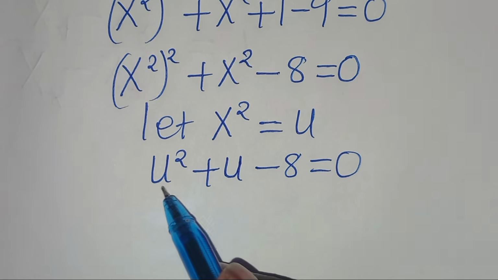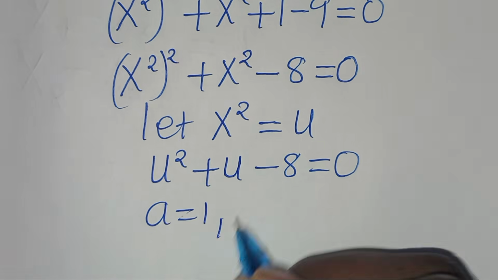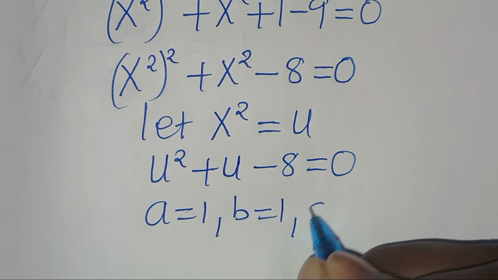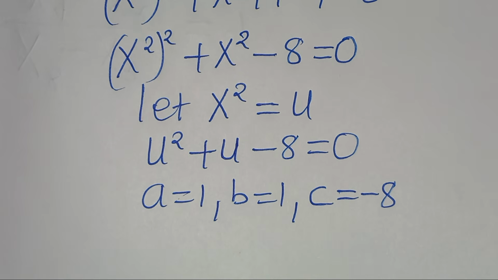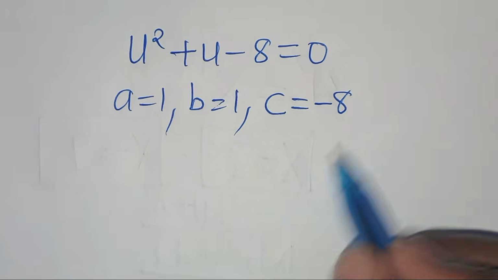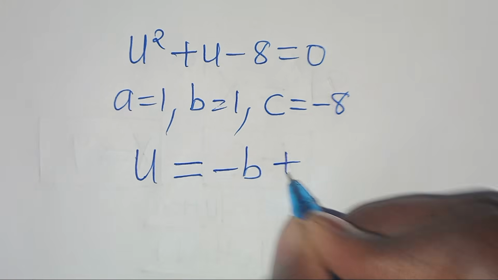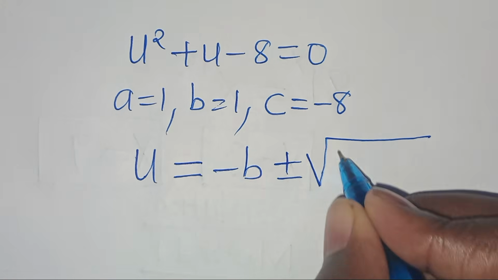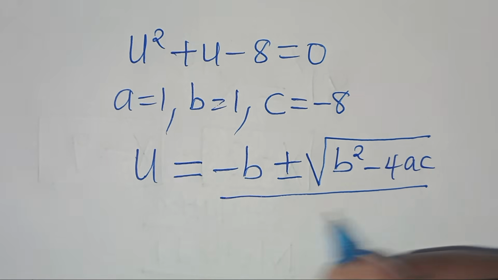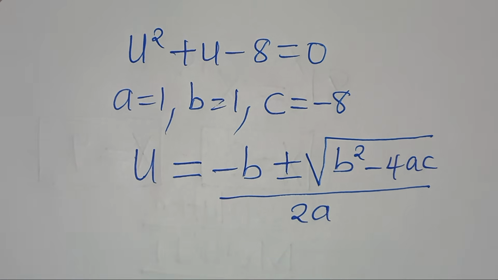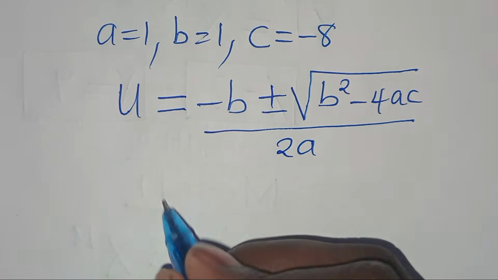So this is a quadratic equation where a is equal to 1, b is equal to 1, and c is equal to negative 8. So now let's apply the quadratic formula to solve for the value of u. This is minus b plus or minus the square root of b squared minus 4ac, everything divided by 2 times a. Let's substitute the values of a, b, and c in this formula here.